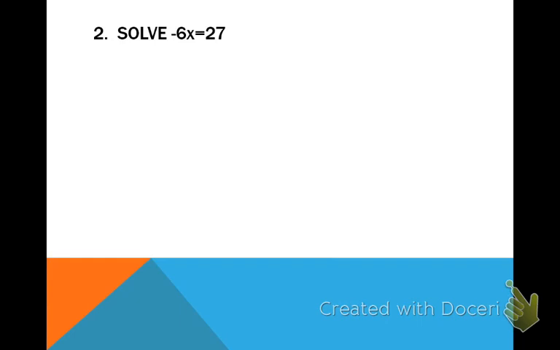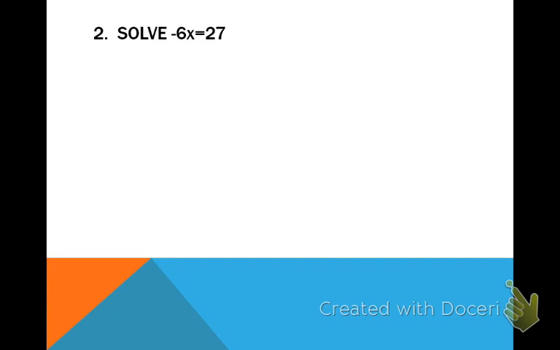Okay, that's the first step, right? Undo addition and subtraction. Do you see any addition and subtraction around the x? No. Okay, but the negative 6 is sitting next to the x, and that means negative 6 times x, right? So there's no addition and subtraction so far that we have to worry about undoing. So we move on to the next step.